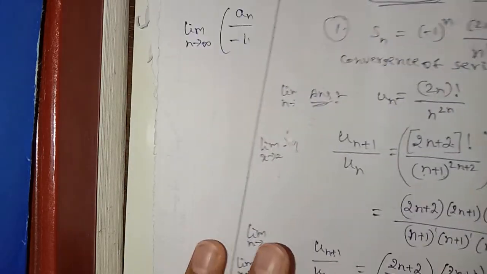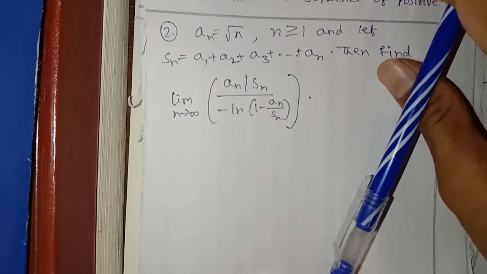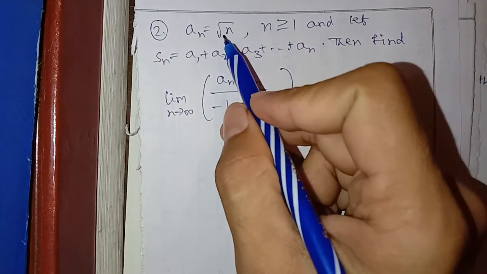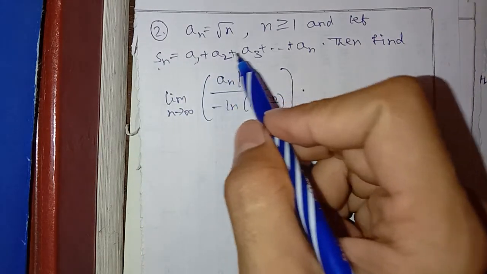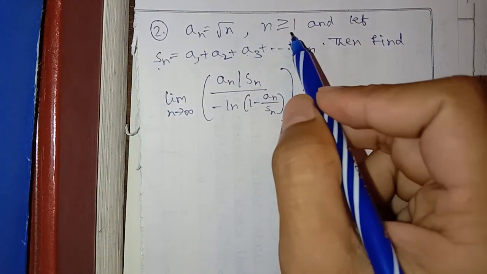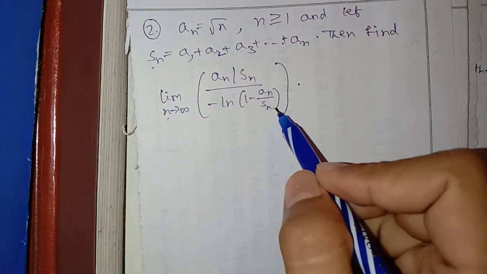Now we can go to the second question. What is the second question? It says that a(n) is equal to root of n, and S(n) is equal to a1 plus a2 plus a3 up to a(n). Here n is greater than or equal to 1. Now we have to find this.